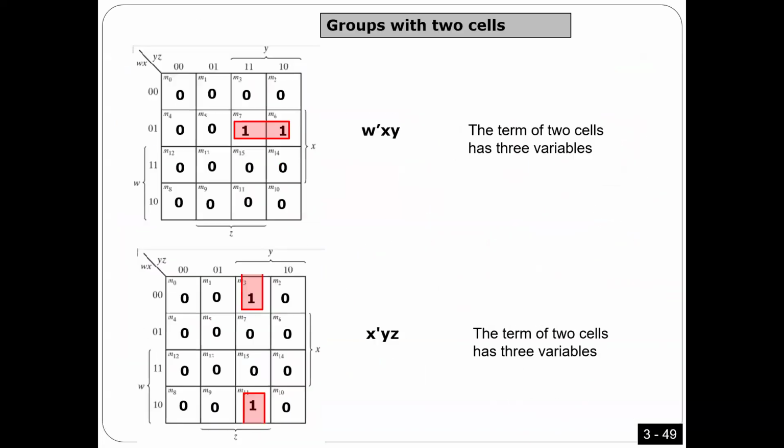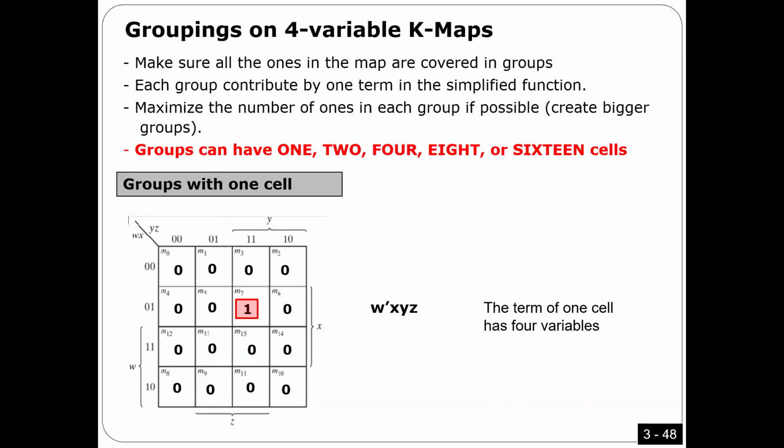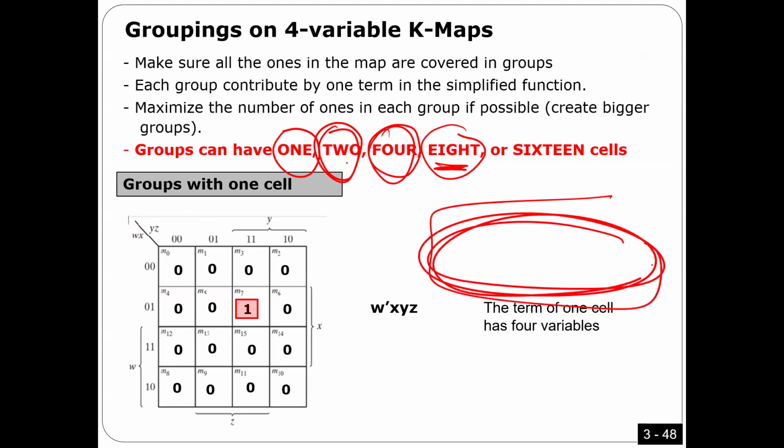But the difference is here you can make groups of only one cell, similar to 3 variable. You can make it 2, similar to 3 variable. You can make it 4, similar to 3 variable. Same thing, so it can be 1, 2, or 4. This is the new stuff: you can make it actually 8. I told you in 3 variable you can make it 8, but it's a very extreme case. That means I'm going to take the whole map as one group. This happens when f is equal to 1. This is a very extreme case for sure.